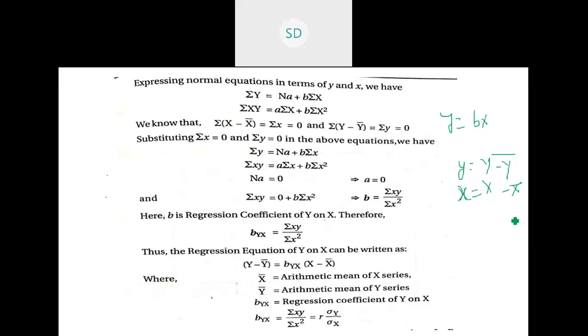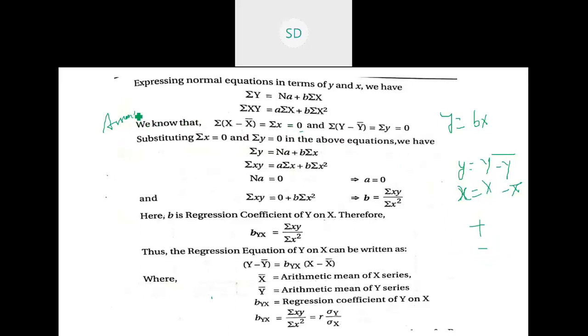Correct? Now, we know that summation x minus x bar, that is summation small x, if you see it's a big capital X, this is small x. Summation small x is equal to 0. Now, why is it equal to 0? Because you will have certain plus values and certain minus values which will nullify the whole of the values and make it 0.